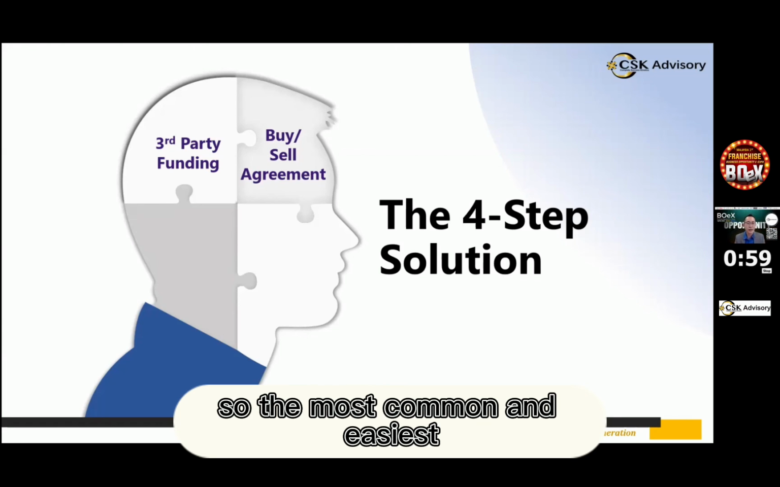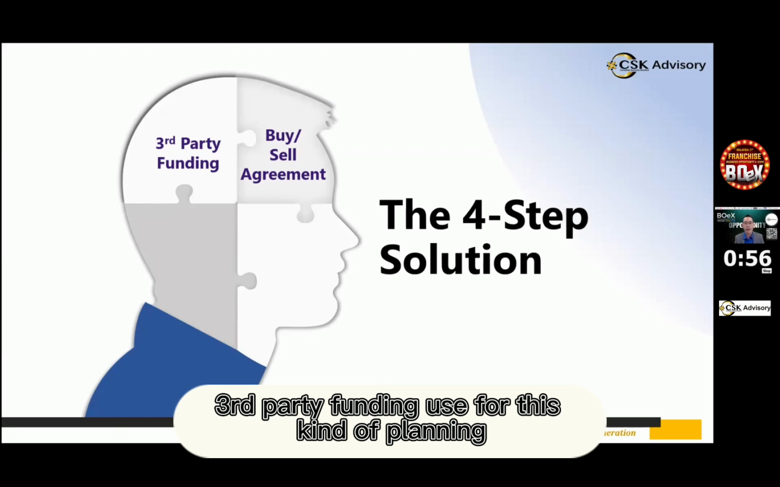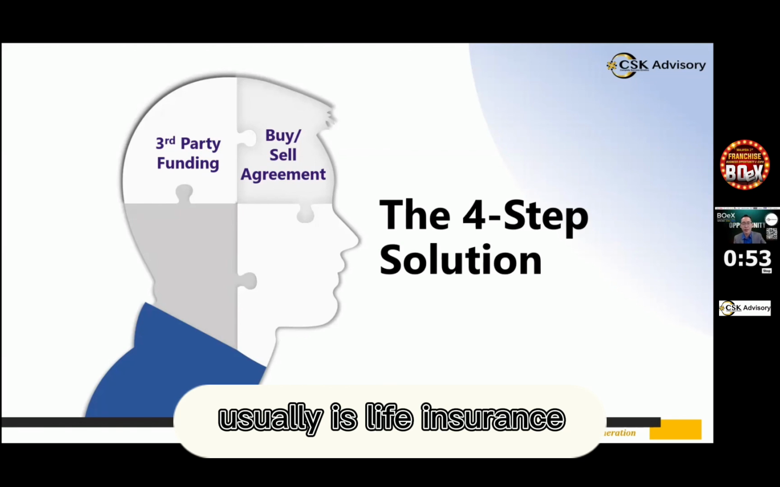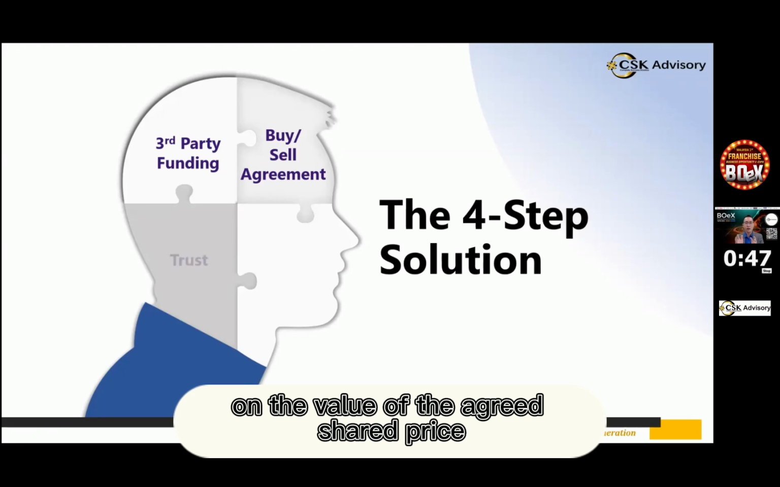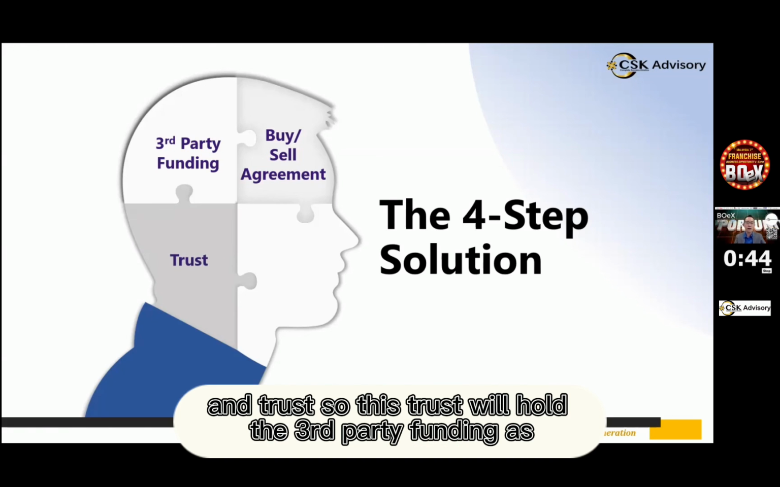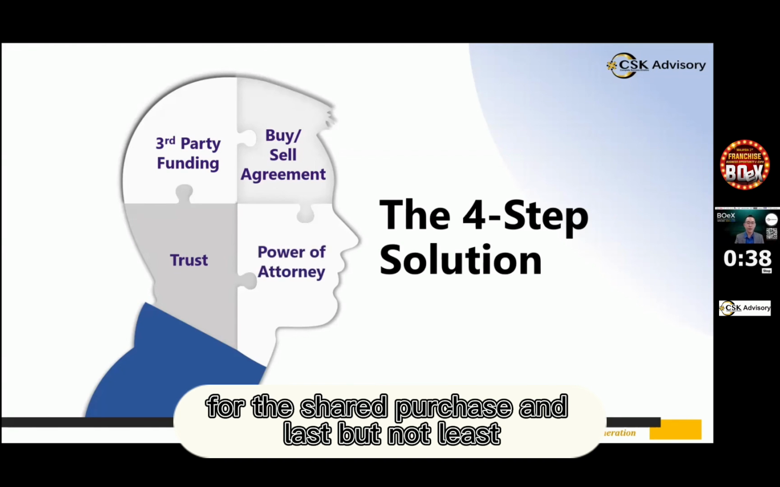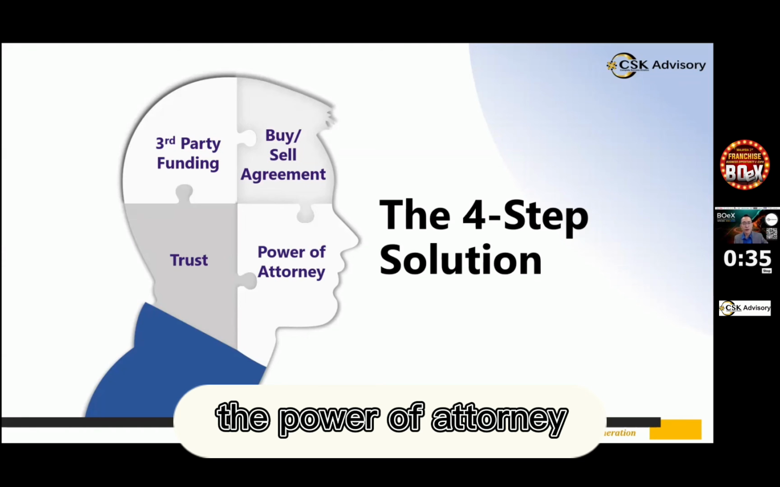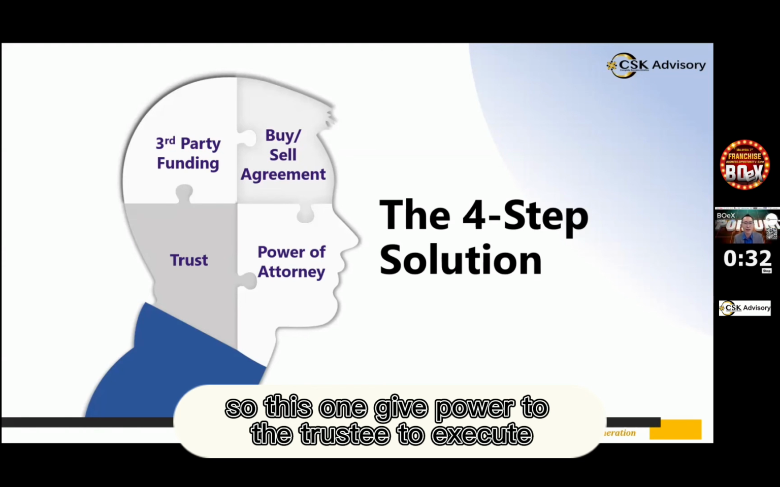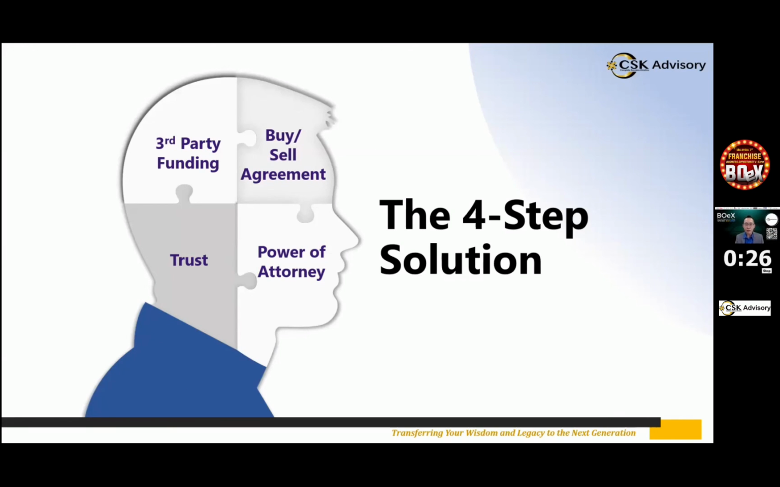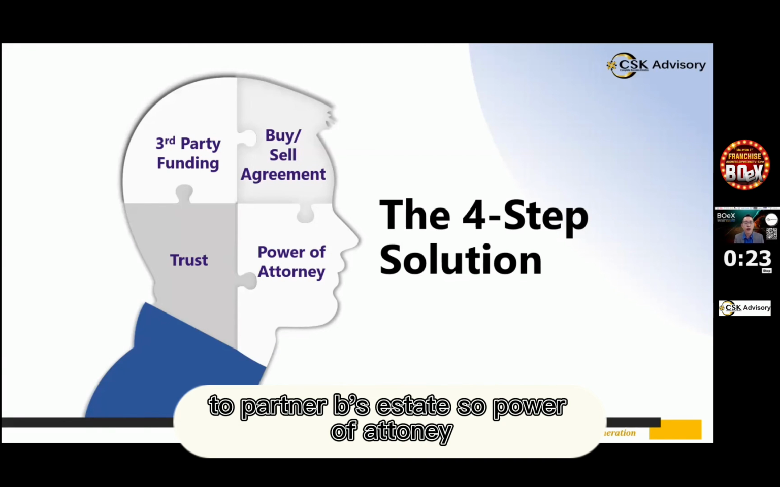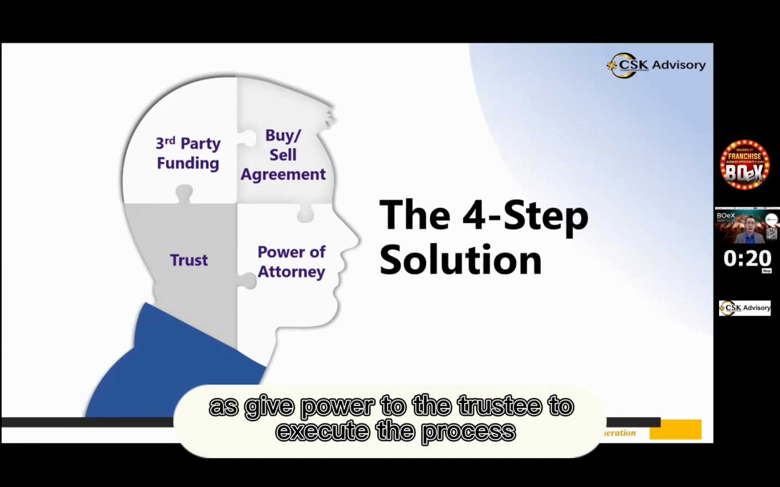So the most common and easiest third-party funding used for this kind of planning is usually life insurance, insured on the life of the partners on the value of the agreed share price. And trust. So this trust will hold the third-party funding for the share purchase. And last but not least, like I mentioned earlier, the power of attorney. So this one gives power to the trustee to execute the share transfer before the probate and payment of the third-party funding to partner B's estate. So power of attorney gives power to the trustee to execute the process.